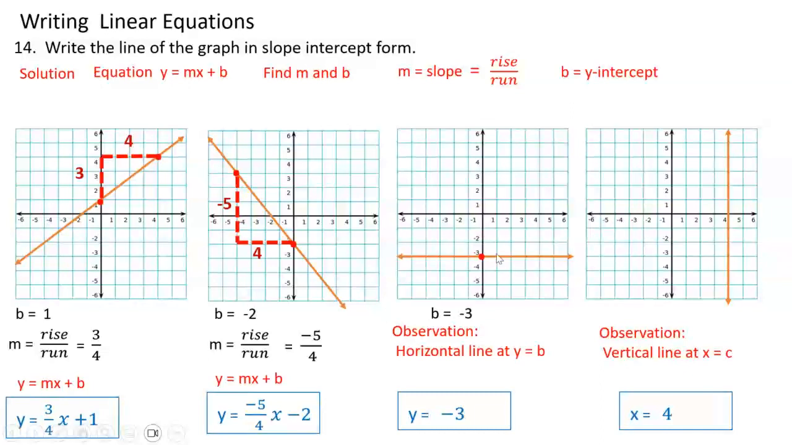So these two are very simple to do, guys. Just remember that if it's a horizontal line, it's going to be y equals whatever the number is on that line, which is -3. And for the vertical line, since it's at 4, right? So it's going to be a vertical line at x equals 4.